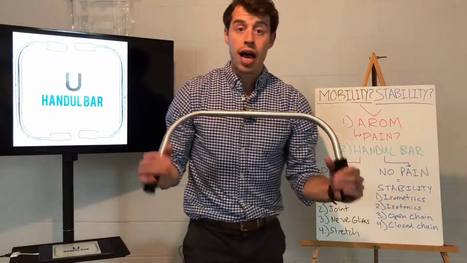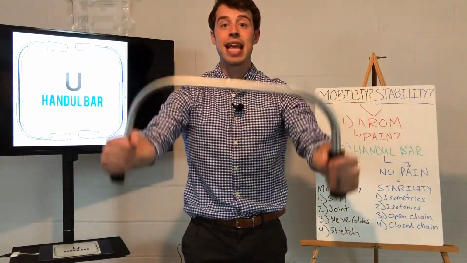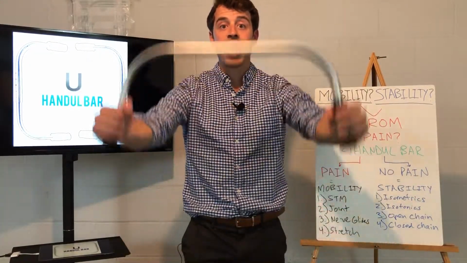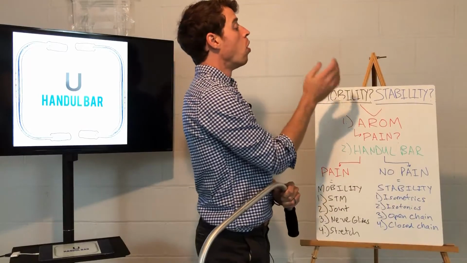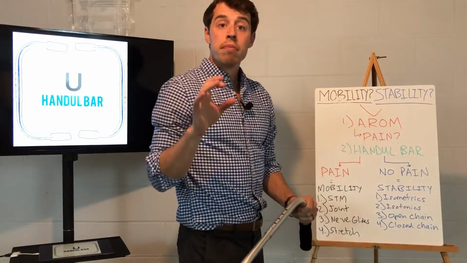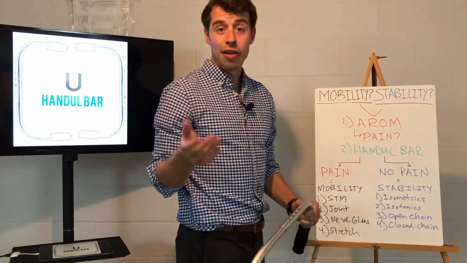So utilizing the handlebar, you can quickly, by creating tension in the same pattern as they have pain in, really deduce whether it's more of a mobility problem or a stability problem, and then plan the appropriate interventions throughout their plan of care.